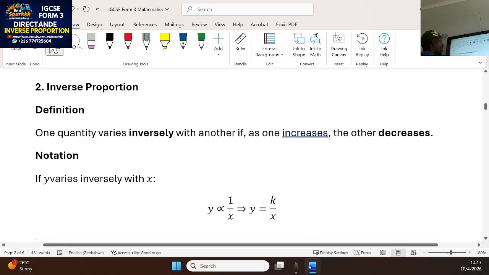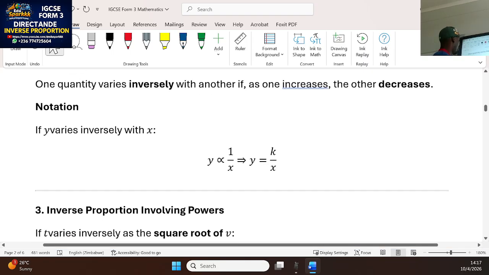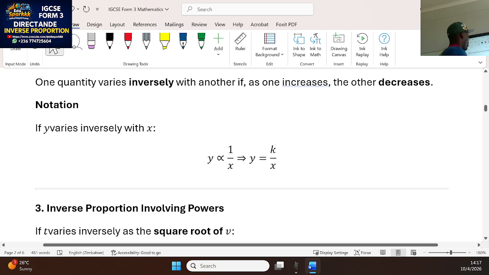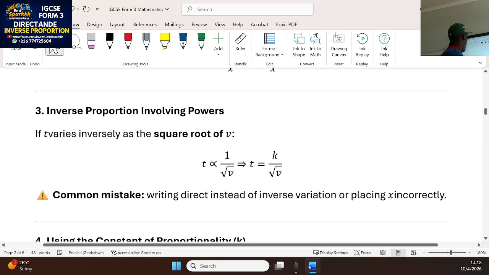Inverse proportion: when one quantity increases, the other one decreases. So there's inverse; in other words, it goes in antagonistic fashion. When one goes up, the other one goes down. So the picture will be like that. y is proportional to 1 over x. Then if we bring equality, k goes on the numerator. So it's y equal to k over x.